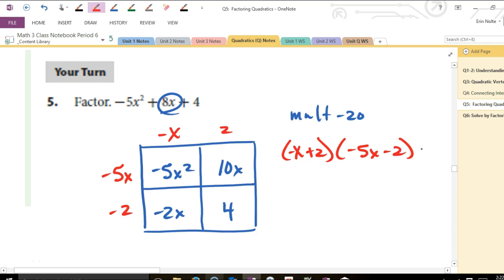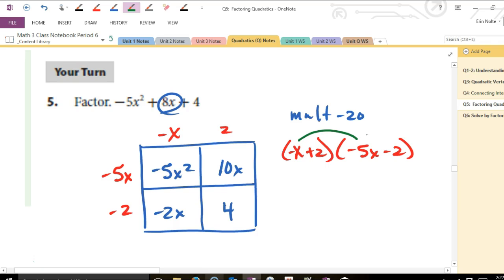Is that right? Yes. Okay, now wait a second. If I try and FOIL this, the very first term, what's negative x times negative 5x? Positive 5x squared. So that means that our answer is not right. Okay, so here is a hang-up. Okay, when you are doing the box method, the first term has to be positive.